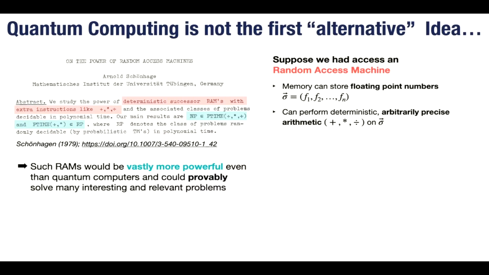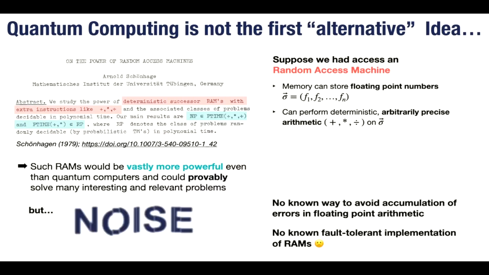So it would be extremely powerful, but they have never been built, and why is that? Because of noise. We have just not figured out a way to do floating point arithmetic well enough. There's no known way to fault tolerantly implement these machines. And the surprising fact about quantum computers is that they can be implemented fault tolerantly.